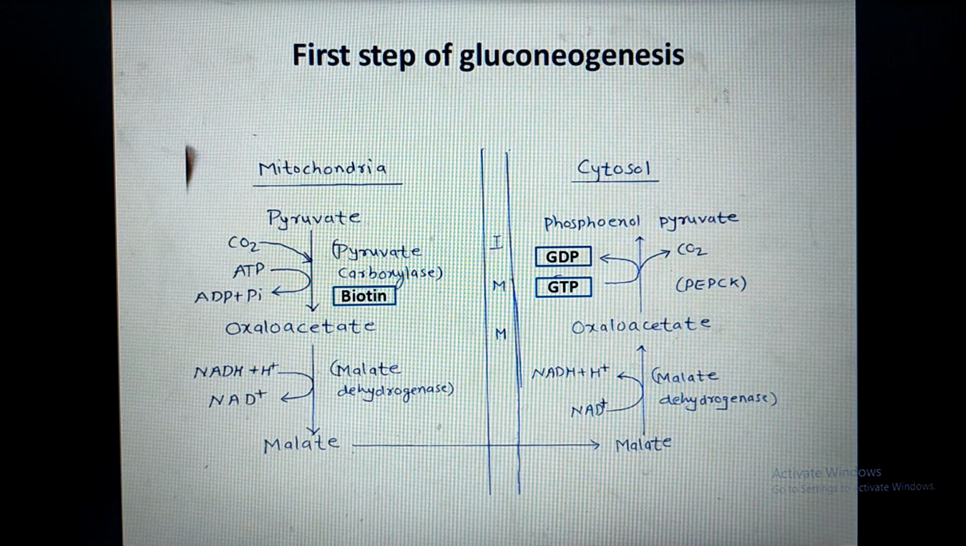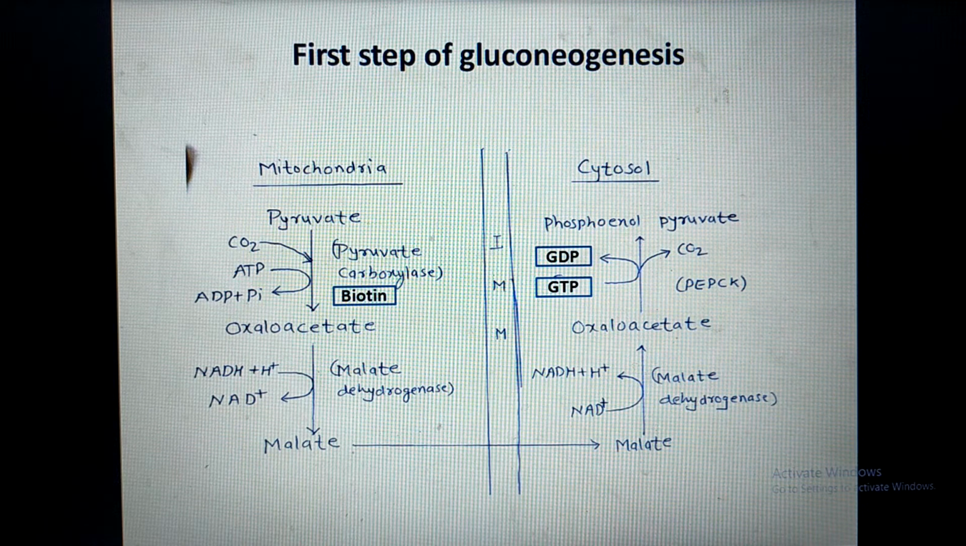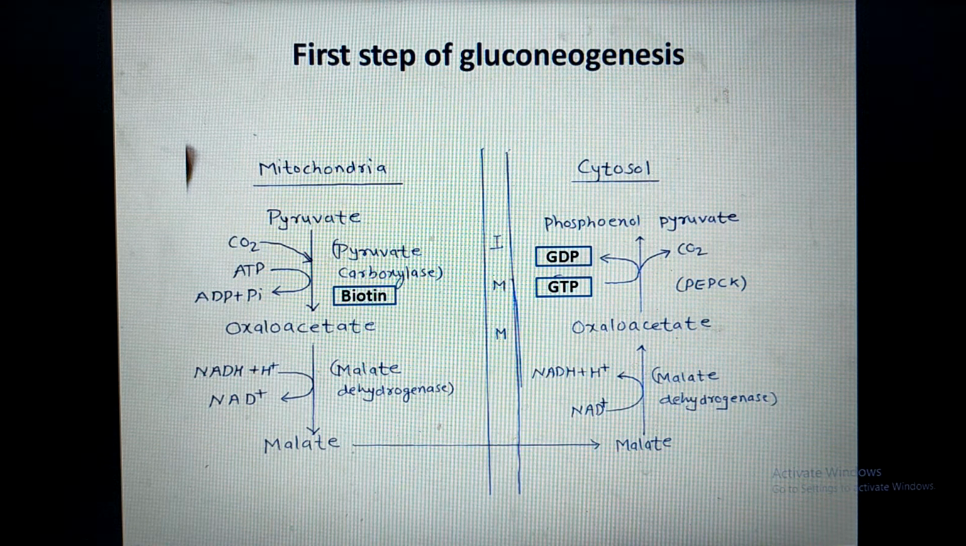Here oxidation occurs and 2 hydrogen atoms are removed from malate, which are accepted by NAD to form NADH, and oxaloacetate is formed. Now this oxaloacetate is broken down into phosphoenol pyruvate with the help of the enzyme PEPCK, that means phosphoenol pyruvate carboxykinase. This enzyme converts the oxaloacetate into 3-carbon phosphoenol pyruvate by removal of 1 carbon in the form of carbon dioxide. For this reaction also, 1 GTP is required as an energy source.